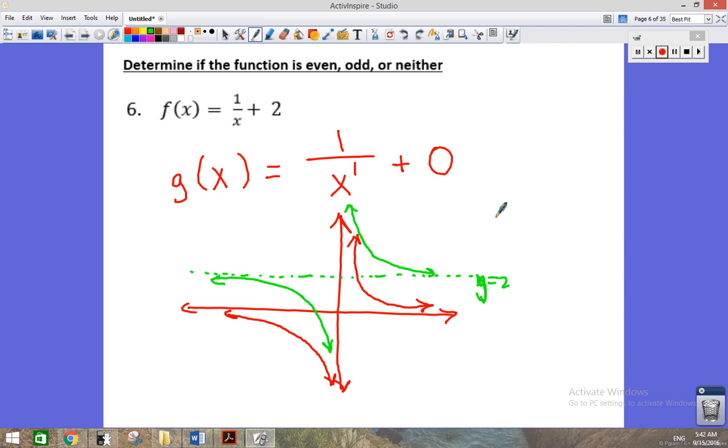So it is not an odd function, and like we said, if it were an even function, this side would be a mirror image of the other side. So since it's not even and it's not odd, we say it's neither.